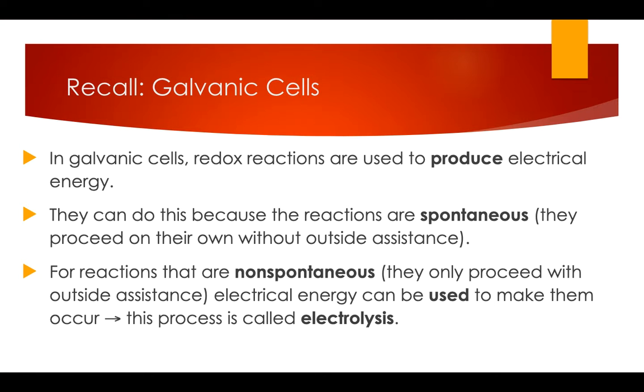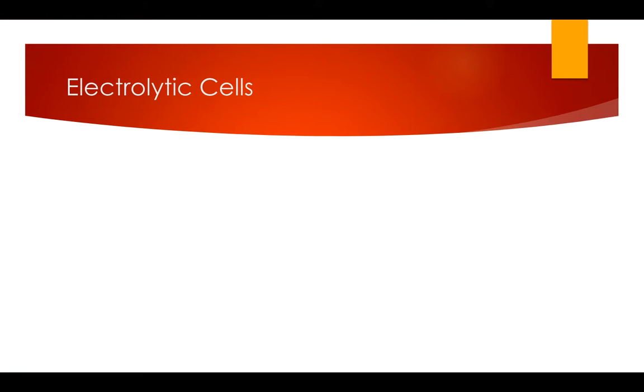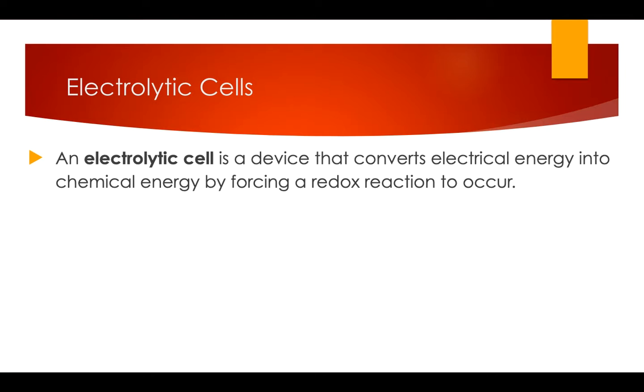For reactions that are non-spontaneous, so they'll only proceed with some sort of outside assistance, you can use electricity to make them occur. So you apply the electrical energy, and then that gives the reaction the energy it needs to actually move forward. That process is called electrolysis. And that's what electrolytic cells do. An electrolytic cell is a device that converts electrical energy into chemical energy by forcing a redox reaction to occur.